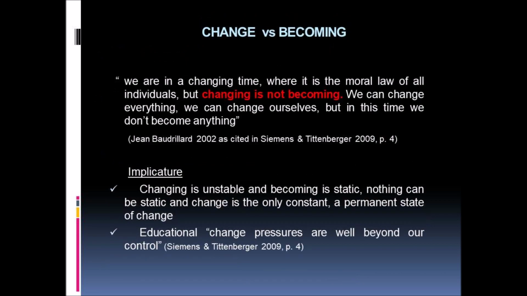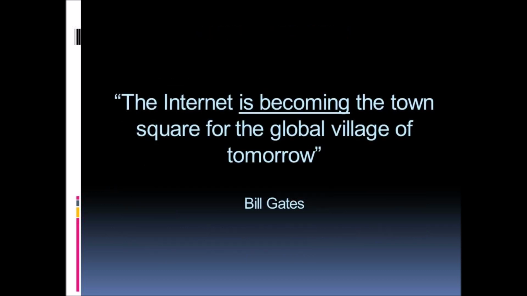We should also bear in mind that change is not becoming, according to Baudrillard 2002. And the implicature here is that changing is unstable and becoming is static. Nothing can be static and change is the only constant. It's like a permanent state of change. So all these educational change pressures are well beyond our control. Perhaps we can dream of staticity when it comes to the becoming of the internet, because according to Bill Gates, the internet is becoming the town square for the global village of tomorrow.